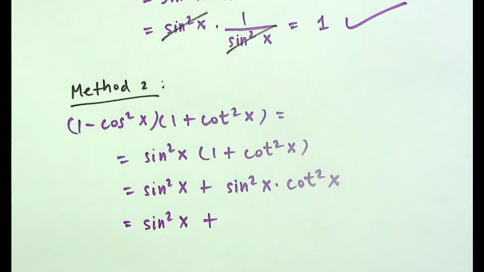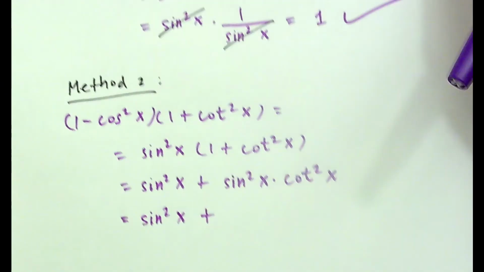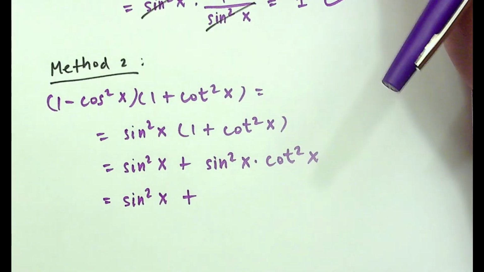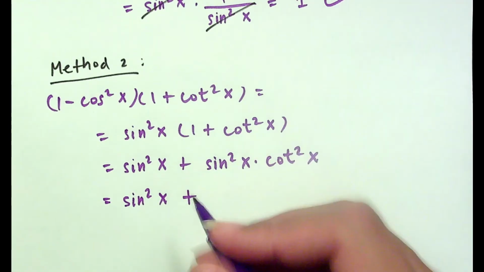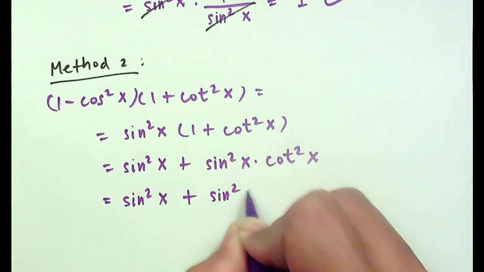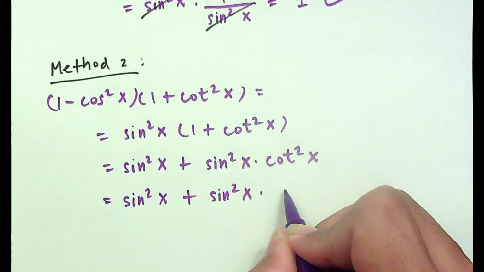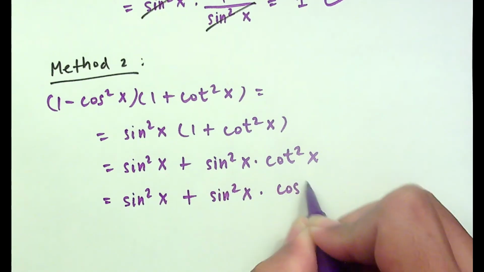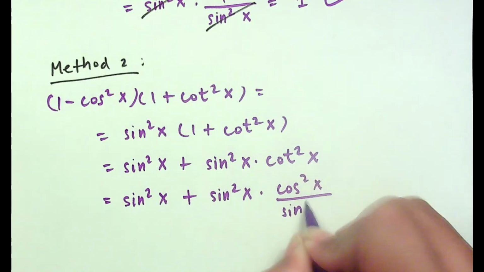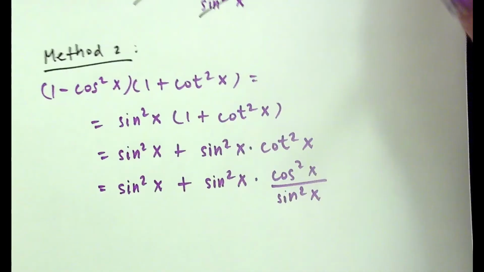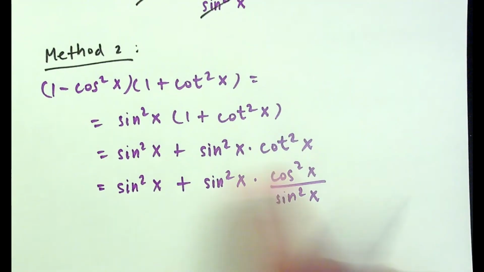Now, cotangent squared, that is actually cosine over sine. Cotangent is cosine over sine. And then because it is squared, you would have to put both of them squared. So, cotangent is cosine over sine, but because it is squared, you have to put squared for both. And now, note what happens.